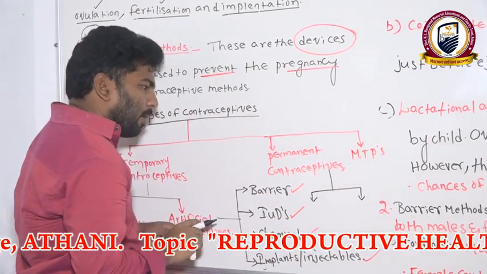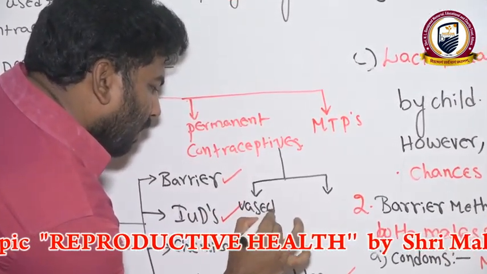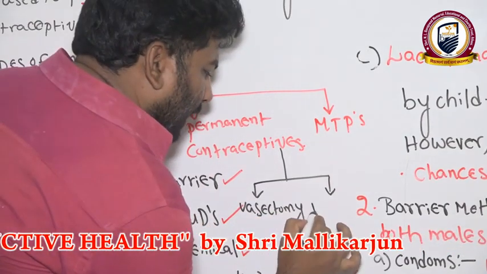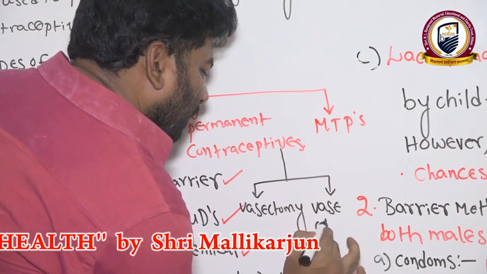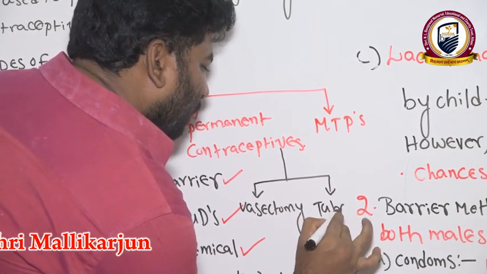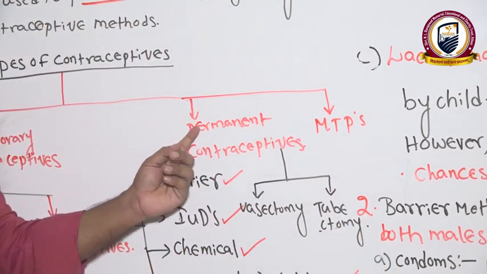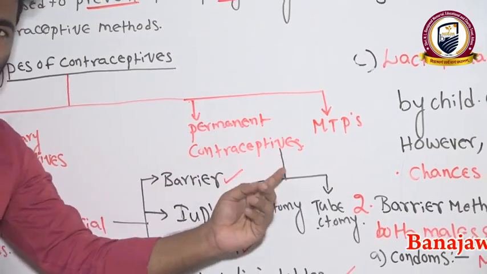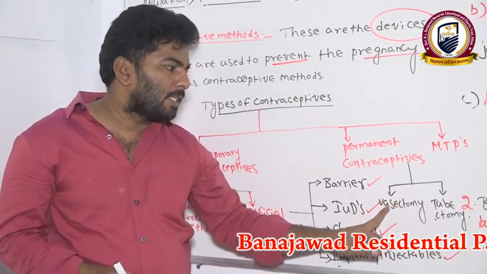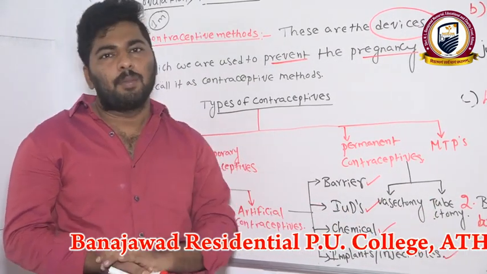Now, permanent methods we are explaining separately for males and females. For males, the permanent method is vasectomy. For females, the permanent method is tubectomy. So permanent contraceptives are of two types: vasectomy, which is for males, and tubectomy, which is for females.